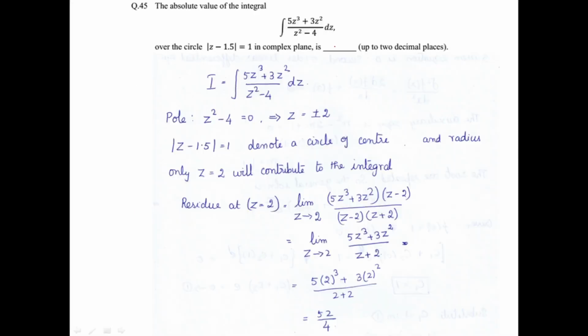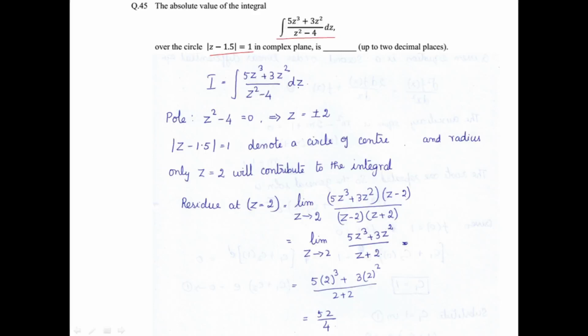Question. The absolute value of the integral 5z cube plus 3z square divided by z square minus 4 into dz over the circle |z minus 1.5| is equal to 1 in complex plane is. So in this question they have given an integral and they have asked us to evaluate the value of the integral over this particular circle they have given. So first we will write the given integral. I is equal to integral 5z cube plus 3z square divided by z square minus 4 into dz.